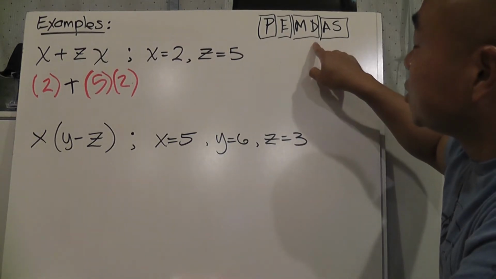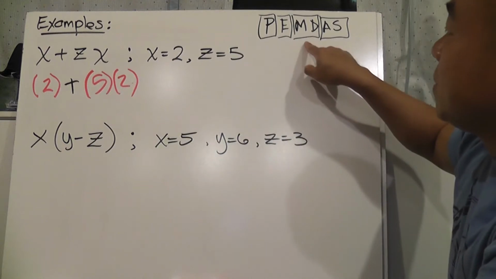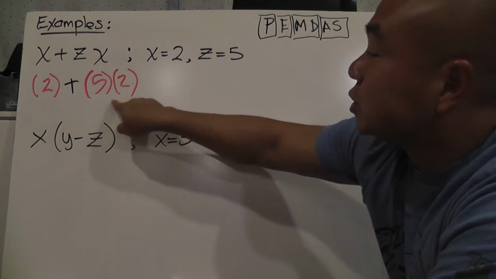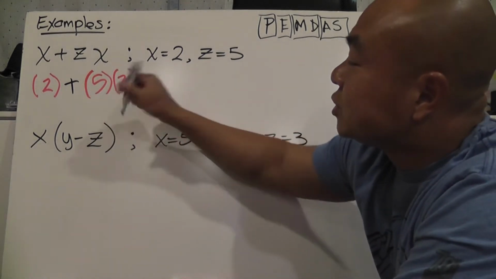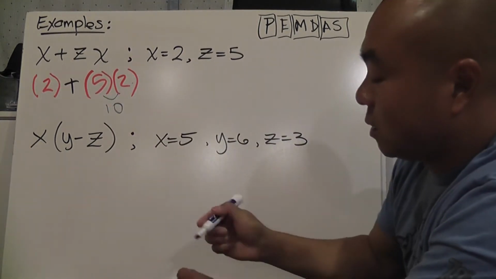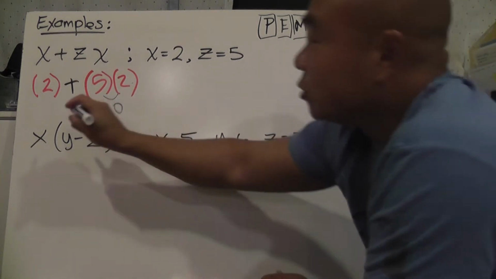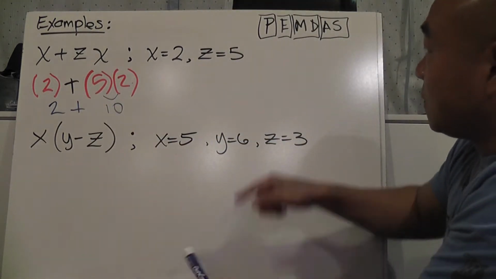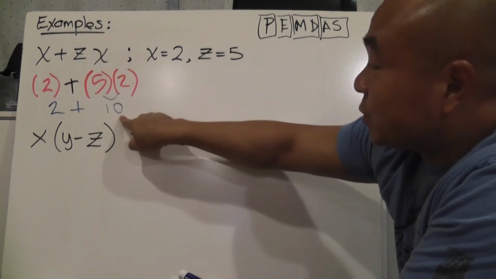Now let's look for multiplication or division. Here I have a 2 plus, and then here I have a 5 times 2. Because multiplication and division come as a step before addition and subtraction, we're going to do that. 5 times 2 becomes 10. Then I'm going to drop down what we have not used: 2 plus 10. So our new expression right now is 2 plus 10.